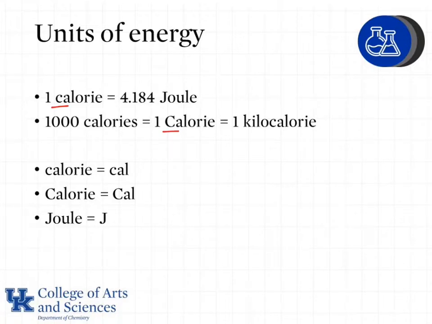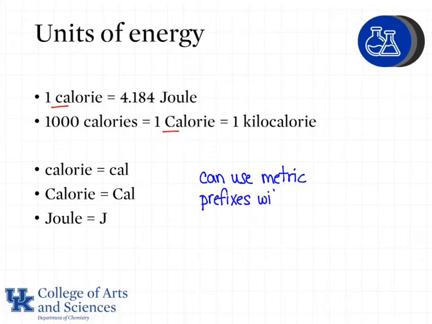So we have calorie with a little c, we abbreviate that cal. Calorie with a capital C, these are the nutritional calories, so we abbreviate that capital Cal, and a joule, which is abbreviated J. Note that we can use our metric prefixes with these units, such as kilocalorie or kilojoule.